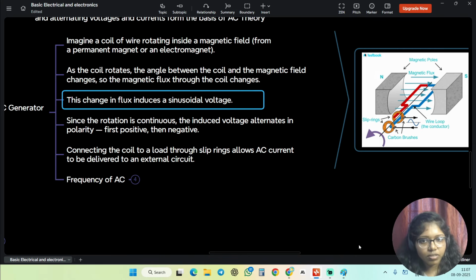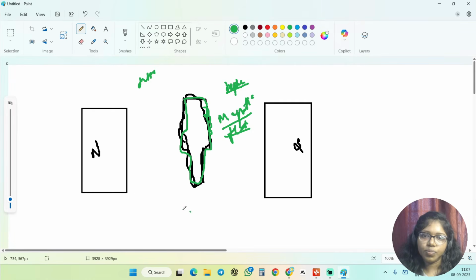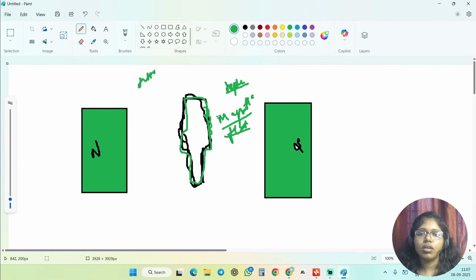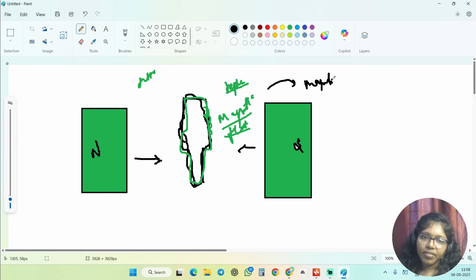That magnetic flux induces the sinusoidal voltage. So through that we start creating the current. Whenever you have two magnets, and you consider these two as your magnets, and you have the current-carrying coil, that means a coil surrounded by wires. Whenever we keep moving these close together, the coil, depending on your poles, starts to move. When it moves, it creates the magnetic flux.